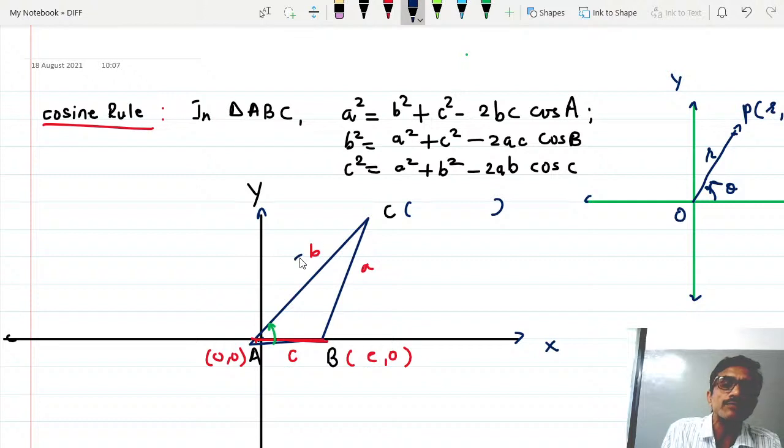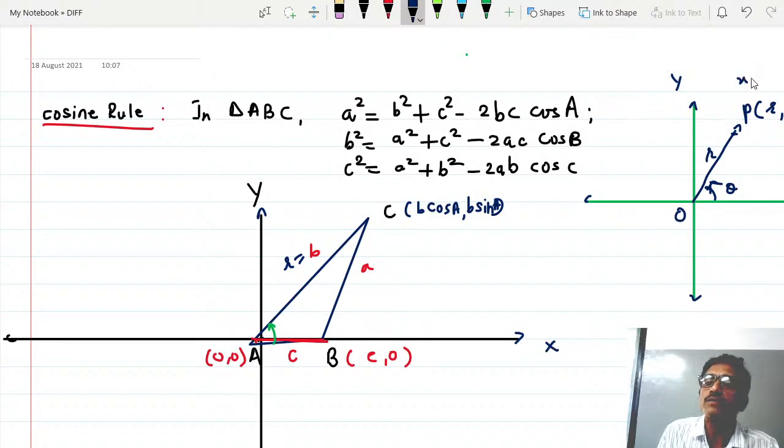In place of R, there is B, and this angle is A. So can anybody tell what will be the coordinates of C here? B cos A and B sin A. So Cartesian coordinates will be x is equal to r cos theta and y is equal to r sin theta for this point.